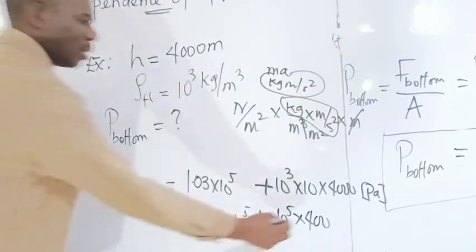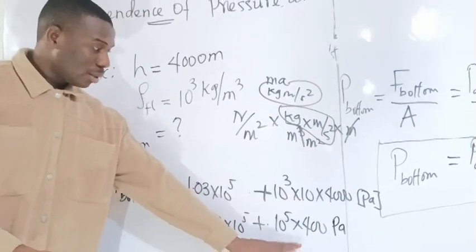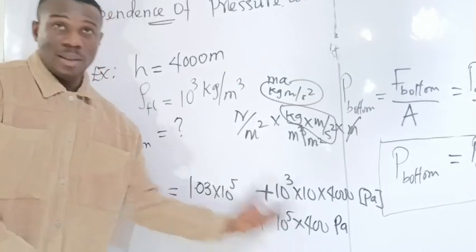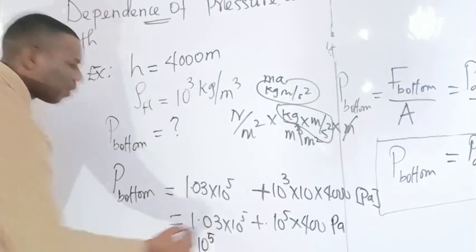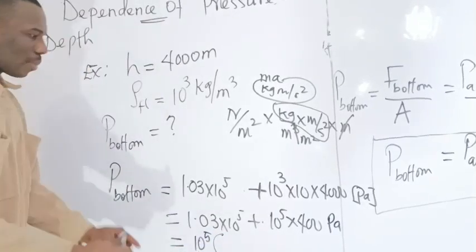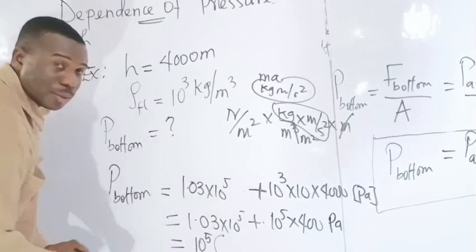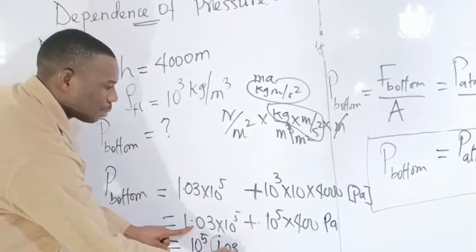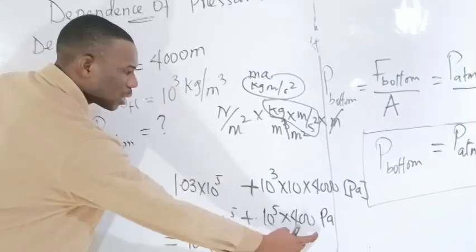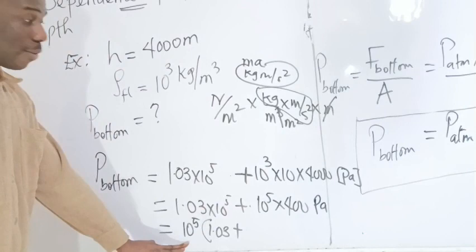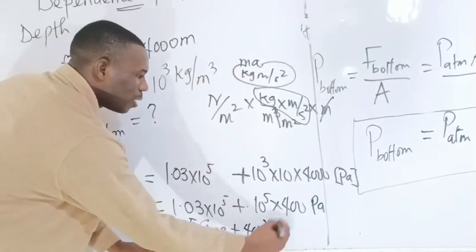The emphasis for making the powers of 10 equal is just to factor out the power of 10. So I will factor out 10 raised to the power 5 and open the brackets. This term divided by 10 to the power 5 cancels out, so I'm left with 1.03. The sign is a plus, and plus times plus is still a plus. This term divided by 10 to the power 5 cancels out, so I'm left with 400. And everything is in Pascal.